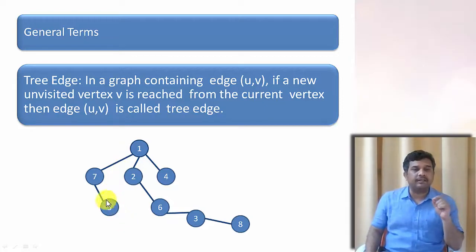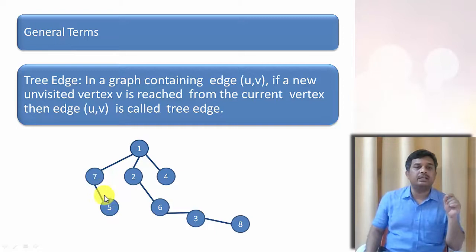Let us say 5 is not associated with the tree traversal, and let us assume that 5 is an untraversed vertex, and whenever we are traversing 5, we'll traverse to 5 through the edge between 7 and 5. Unless we add this edge to this particular graph, we cannot add vertex 5 to this graph. So that's why this particular edge, that is edge 7, 5, will be a tree edge.